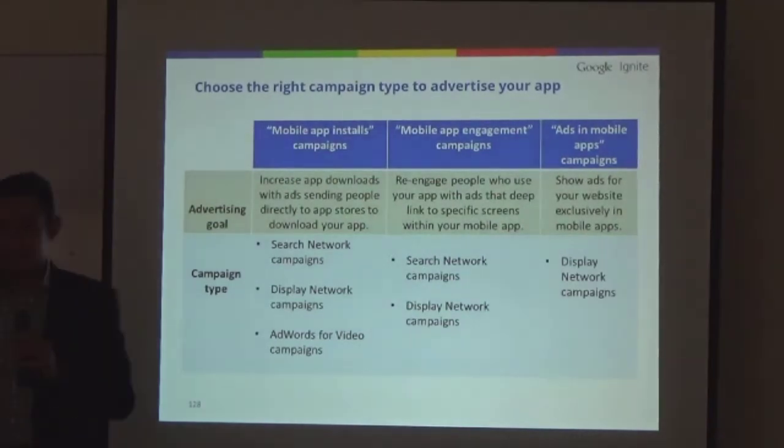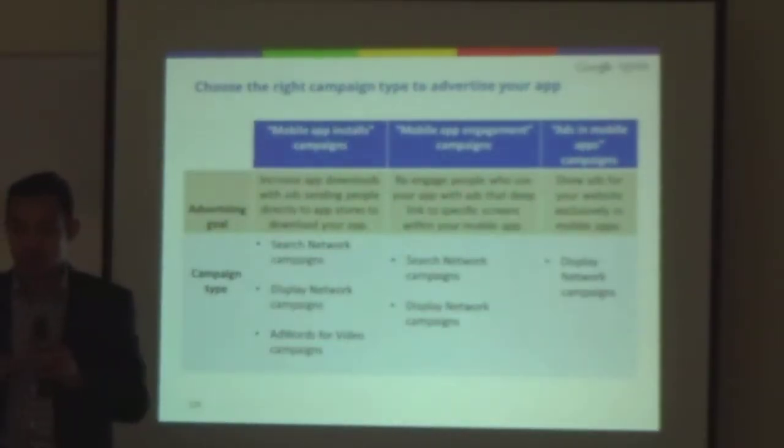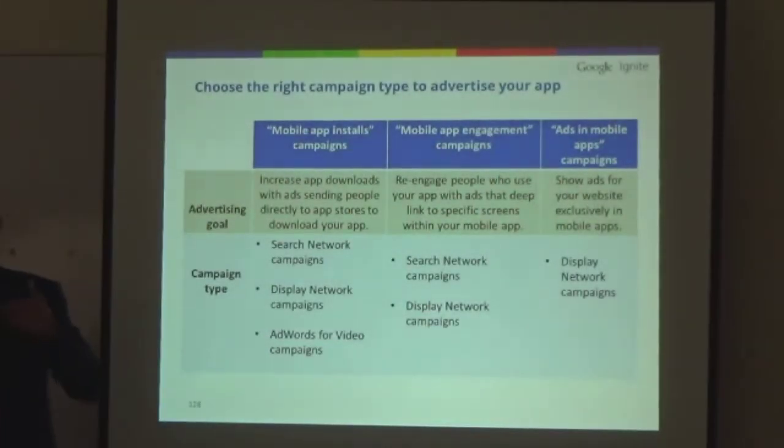Alright, now this particular slide is from yesterday's presentation. I bring it forward here about mobile app install. You have a choice to choose the kind of campaign that you want. Let's say for example you're an advertiser, you want to promote your apps. In GDN, you have a choice, looking at what your goal is. If your goal is to increase the number of app downloads with ads sending people directly to the App Store, then these are the following campaign styles that you should go for: Display, AdWords for video, or search.